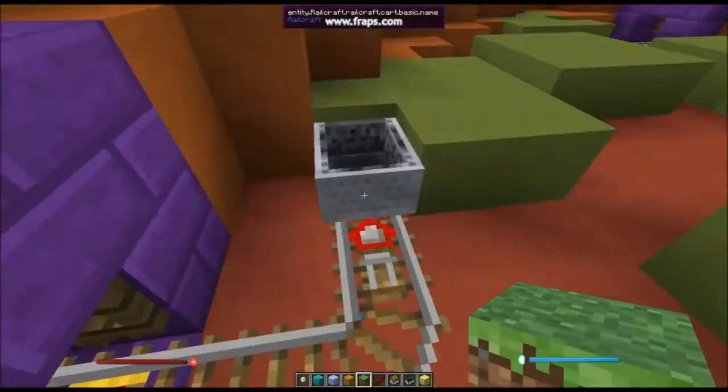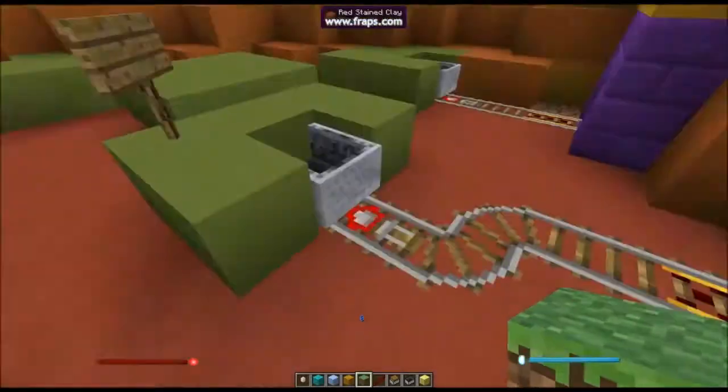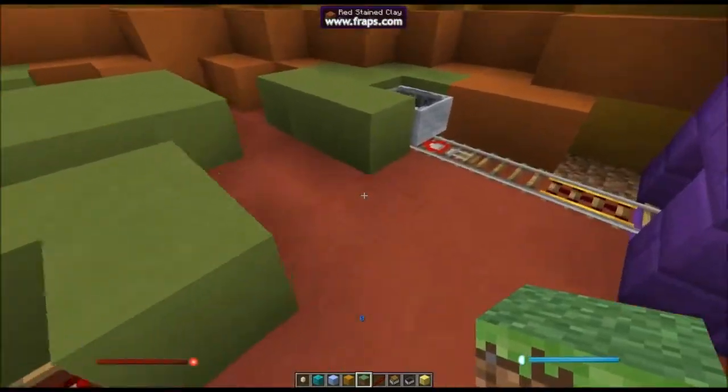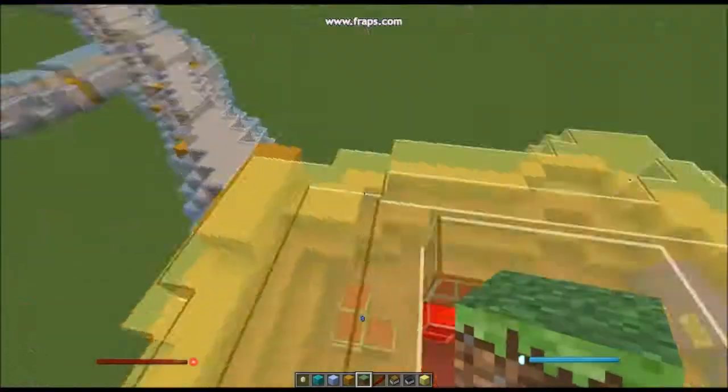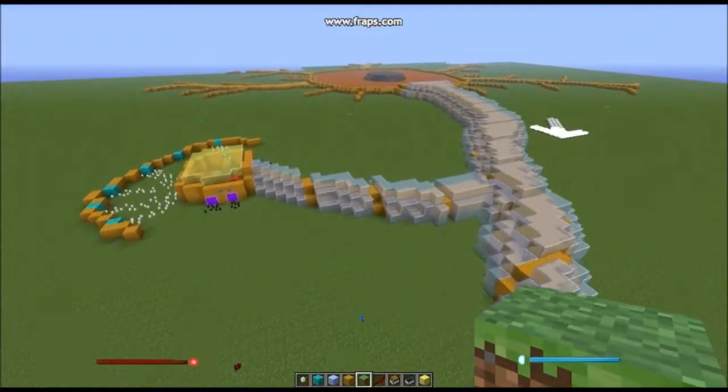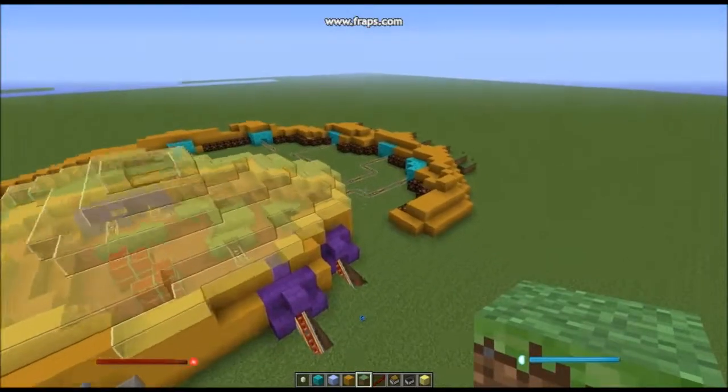I have made a working neuron, or more accurately, a working axon in Minecraft, so we're going to go over that today. Right now I'm priming the neuron.